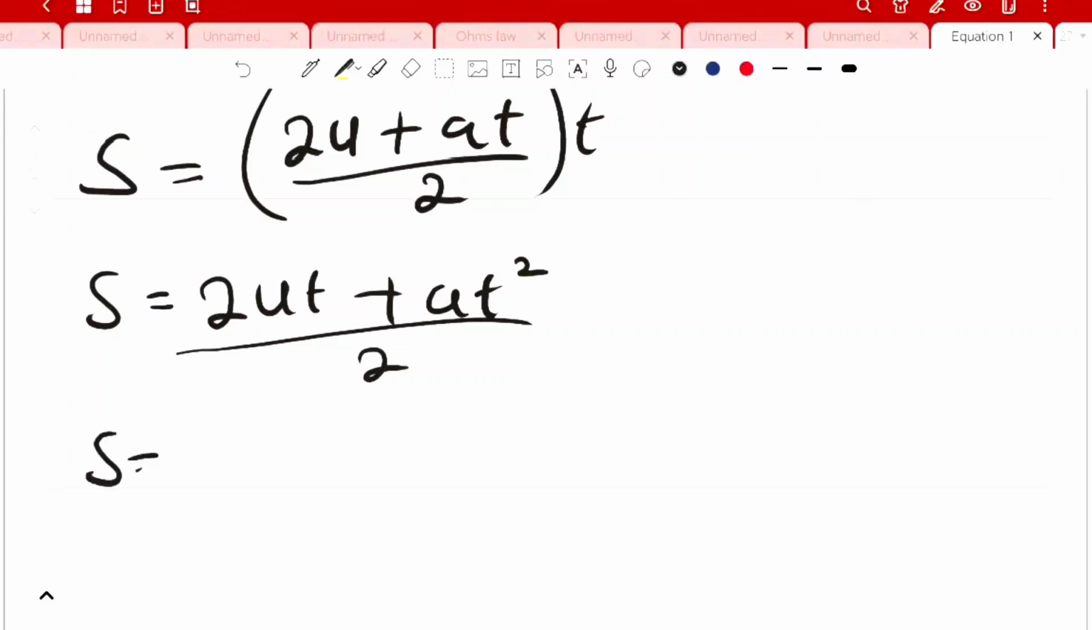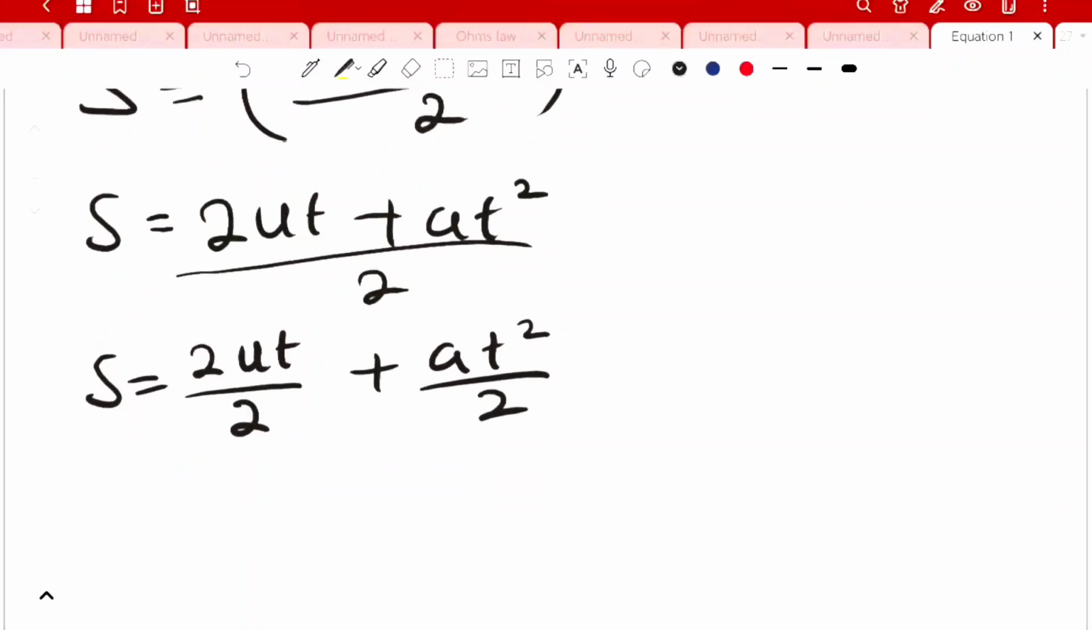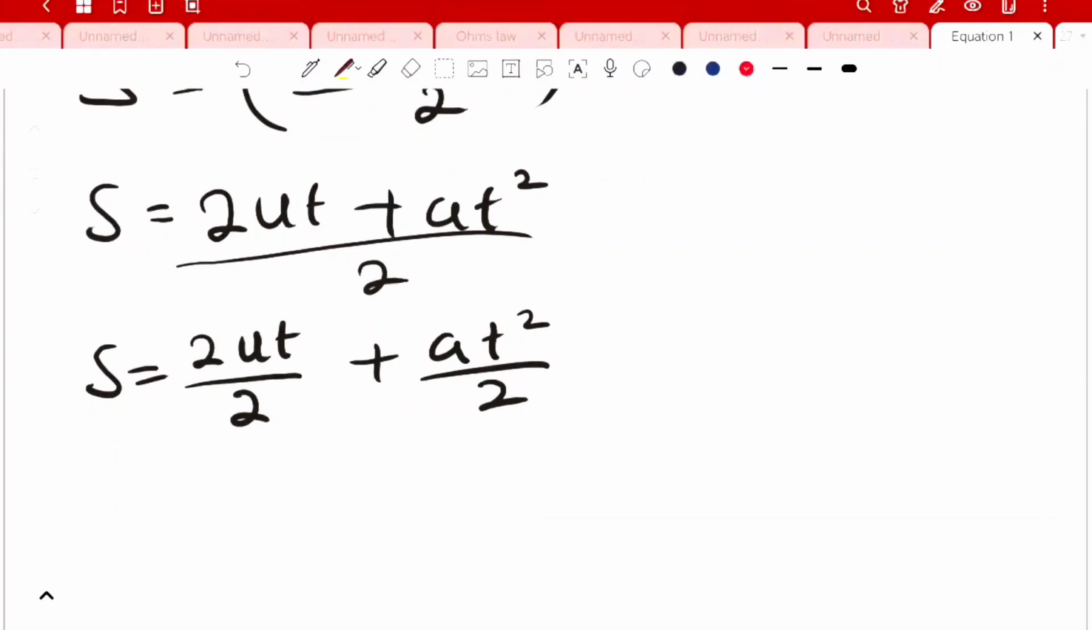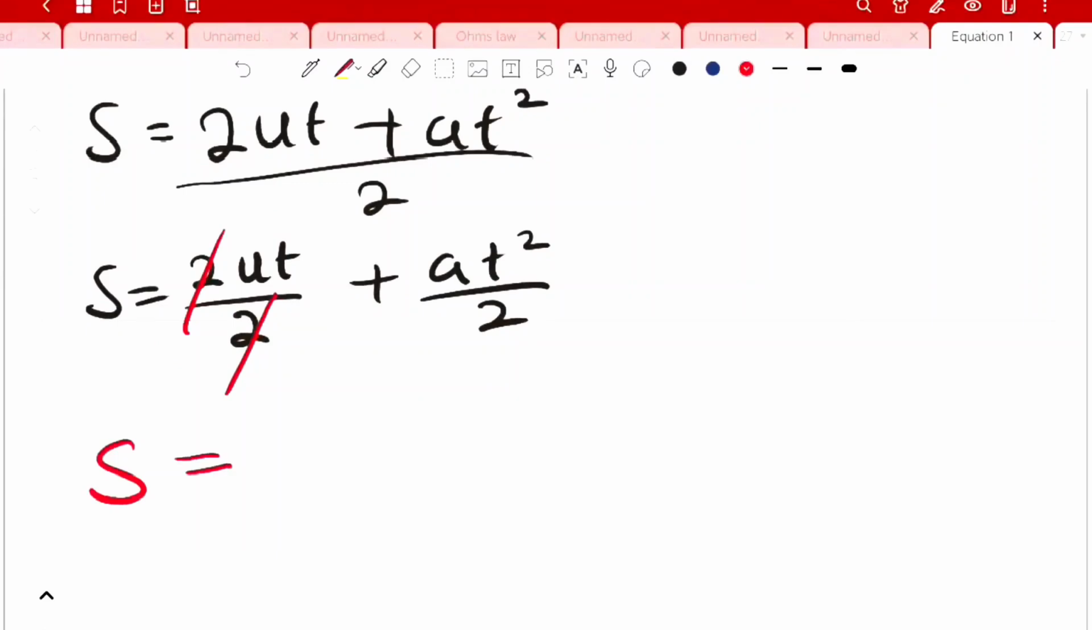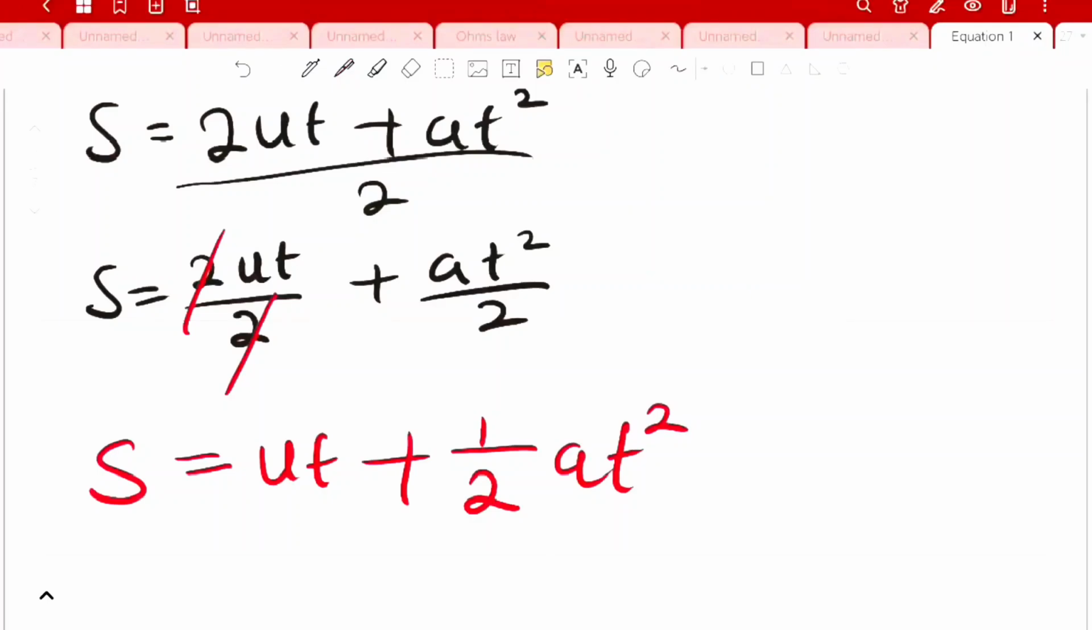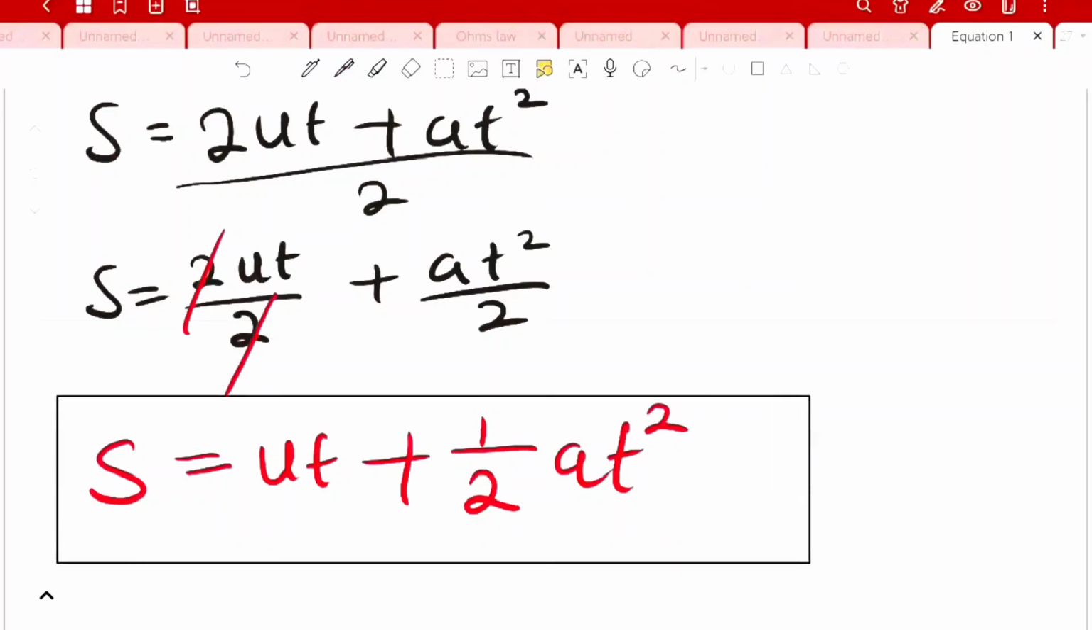All right. So s equals 2ut divided by 2 plus at squared divided by 2. So that 2 will cancel out 2 from here. If we do that, then we'll be left with s equals what? s equals ut plus 1 over 2 at squared. This gives you the second equation of motion. Can you see that? Yes. So let's move to the third equation of motion quickly.